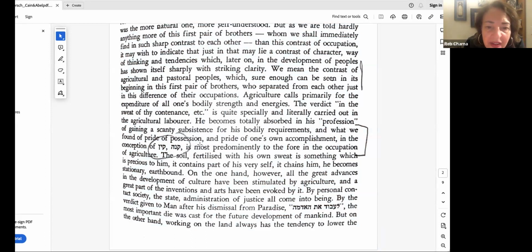And what we find of pride of possession and pride of one's own accomplishment in the conception of Kuf Nun, Kuf Nun Hey is most predominantly to the fore in the occupation of agriculture.